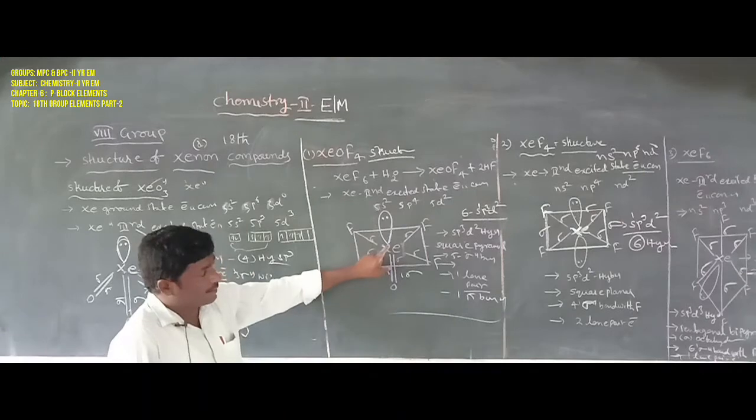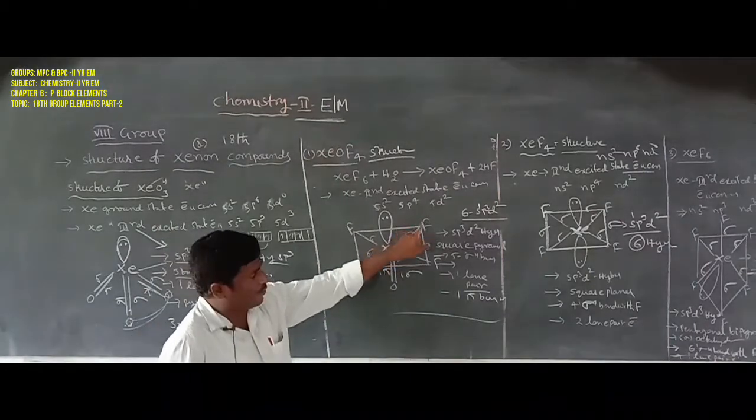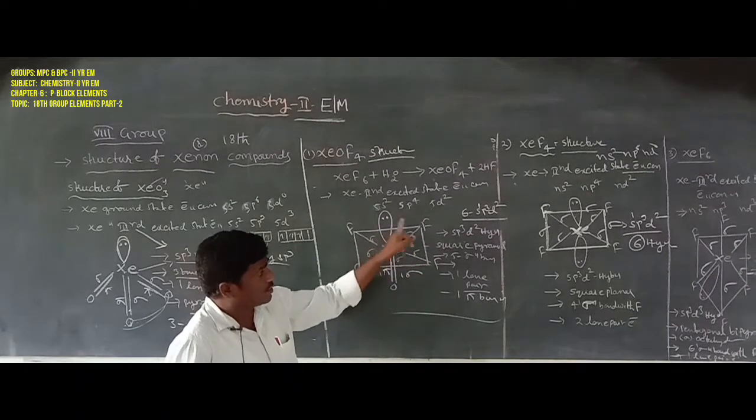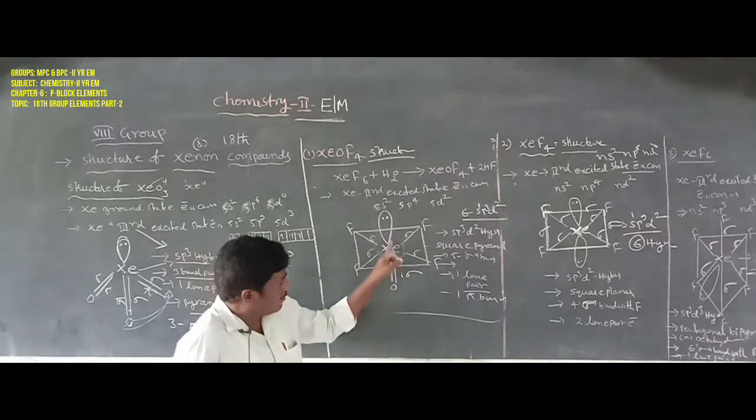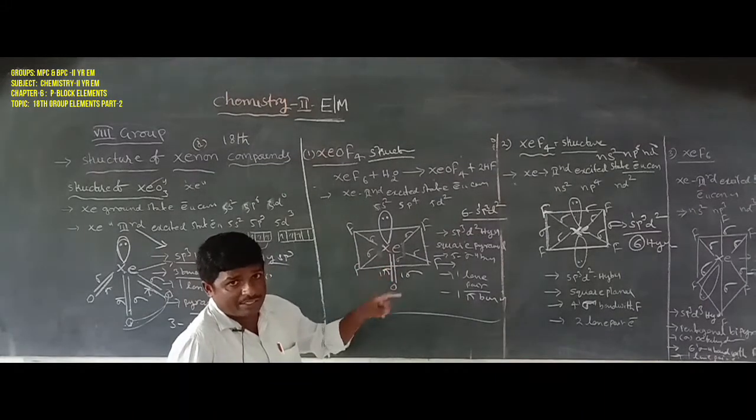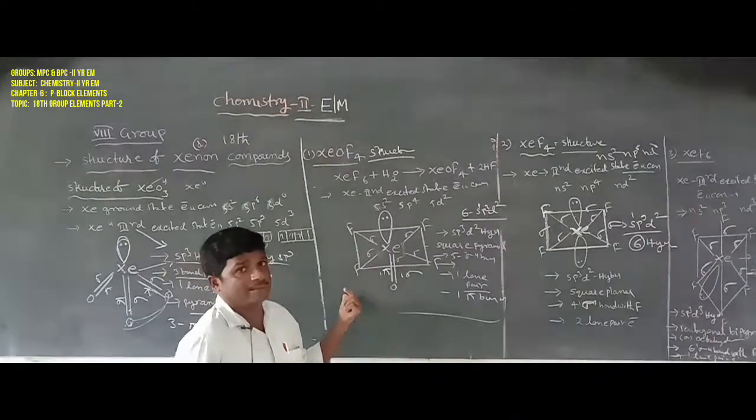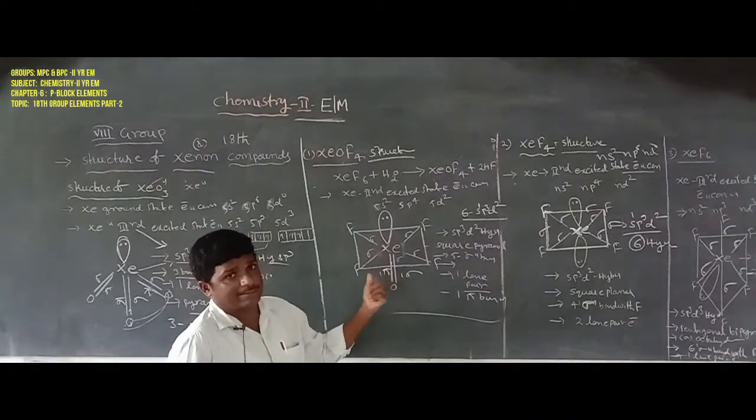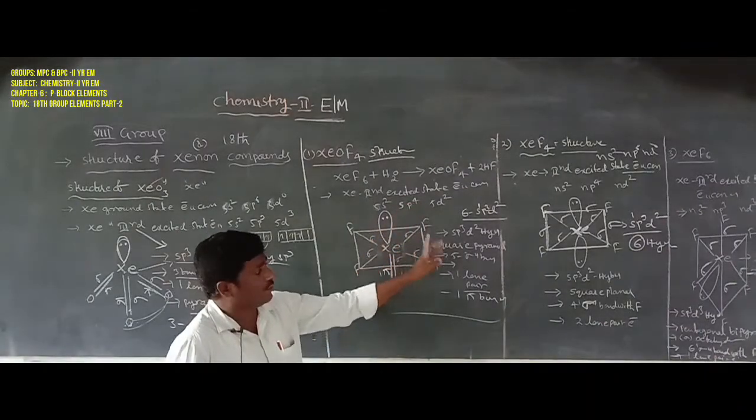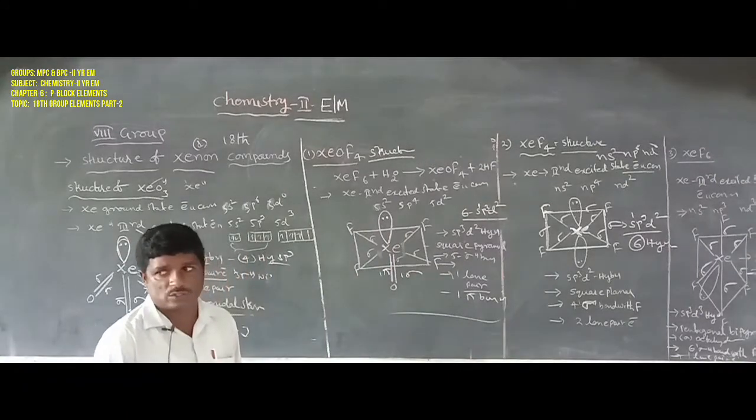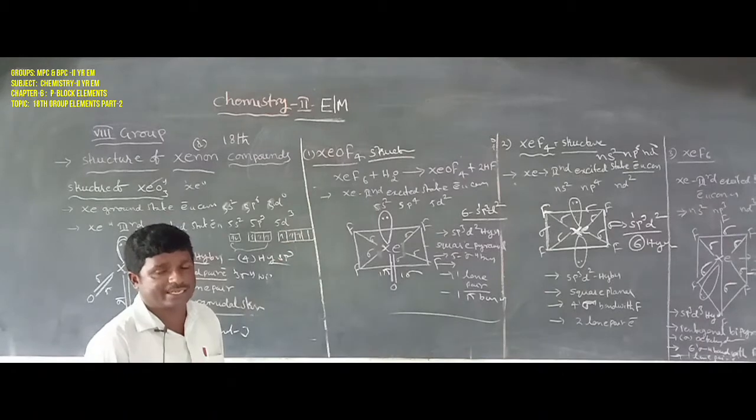Here, the central atom xenon bonds with the 4 fluorine atoms to form 4 sigma bonds. The xenon also bonds with 1 oxygen atom, forming 1 sigma bond and 1 pi bond. That is a total of 5 sigma bonds and 1 pi bond, with 1 lone pair remaining, which gives a square pyramidal structure. Square pyramidal is the structure of xenon oxytetrafluoride.